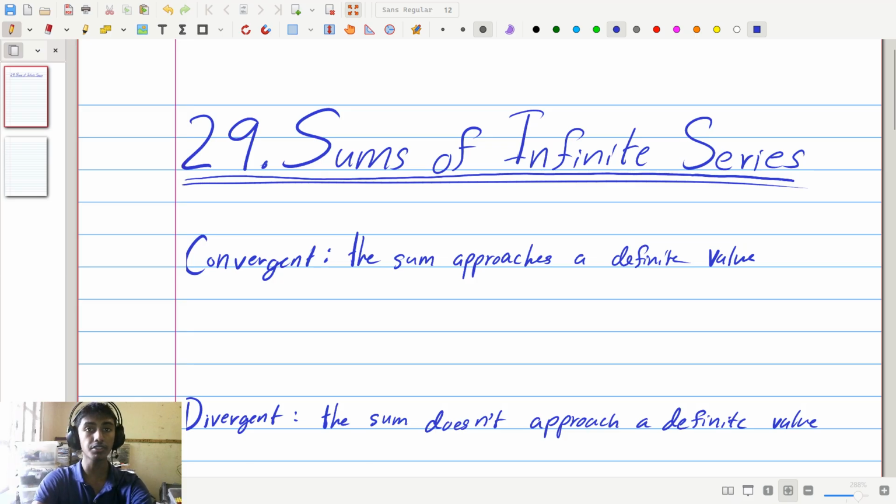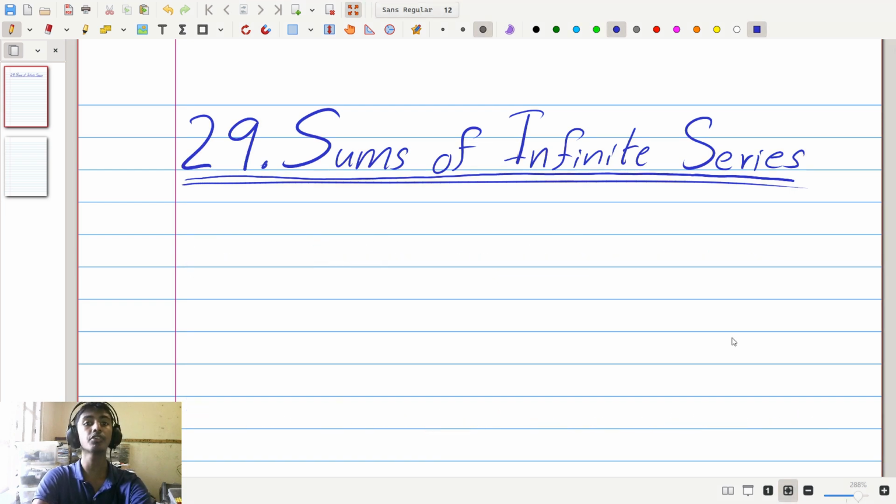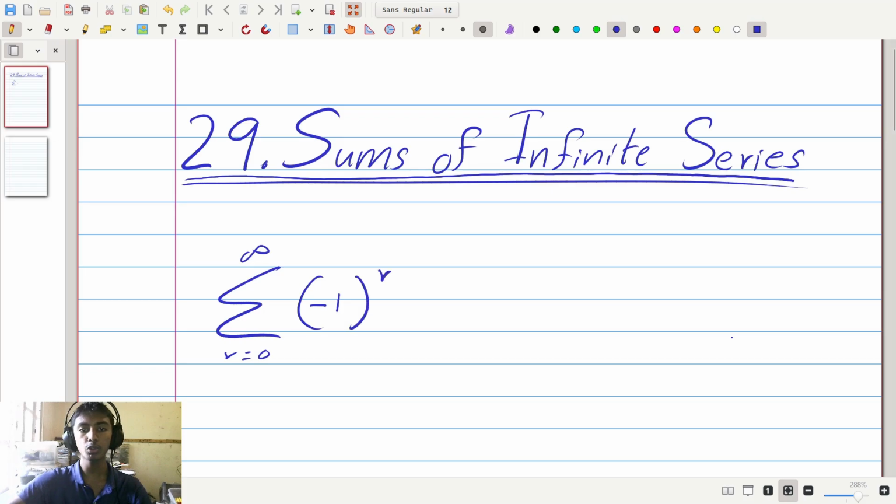Another example of a divergent sum is one where the value oscillates in between values. It could be oscillating between positive and negative values, or maybe 2 or 3 or more specific values. For example, if we consider the sum, sigma from r equals 0 up to infinity of negative 1 to the power of r, this sum is going to be the value of negative 1 to the power of r for r equals 0, which is going to be 1, plus the value for r equals 1, which is going to be negative 1, plus the value for r equals 2, which is going to be positive 1, minus 1, plus 1, minus 1, and so on. We can see that the sum is oscillating.